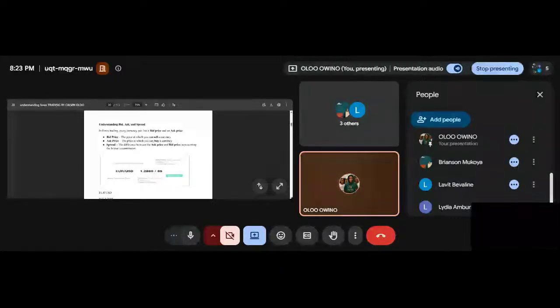Now, let's understand the bid, ask, and spread. In forex trading, every currency pair has a bid and an ask. It's more like the selling and buying price if you did a business course. The bid price is the price at which you can sell a currency, while the ask price is the price at which you can buy a currency.